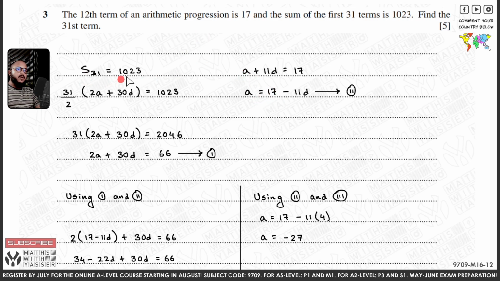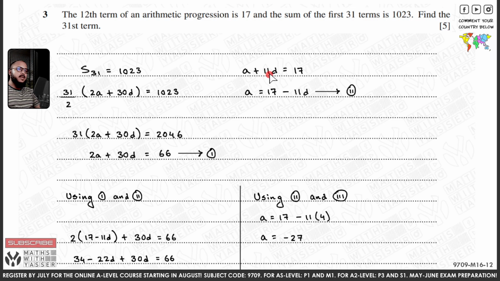So the sum of 31 terms is 1023, and we can use the formula n by 2 within brackets 2a plus (n minus 1) times d. So n minus 1 is 30, so that will be 2a plus 30d, which is equal to 1023. Simplifying this, we get 31 times (2a plus 30d) is equal to 2046. So 2a plus 30d is equal to 66. Also, since the 12th term is 17, that means a plus (n minus 1) times d.